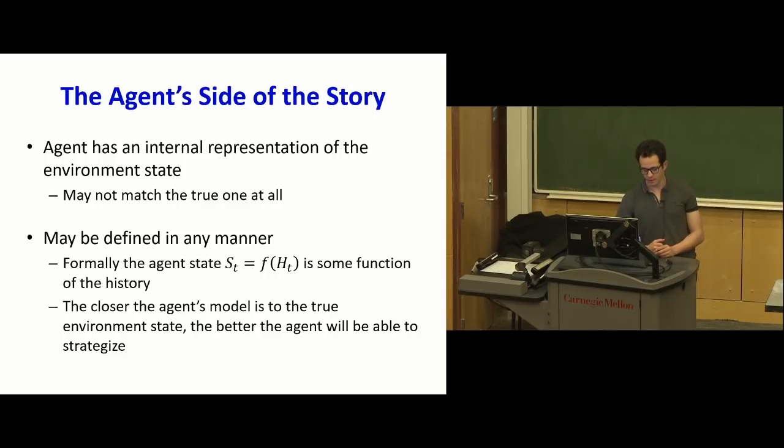All right. So again, you formalize. Formally, you've got an agent state that's a function of the history. And the closer that is to the true environment state, the better your model is going to be, and probably the better your strategies in terms of actions are going to become.